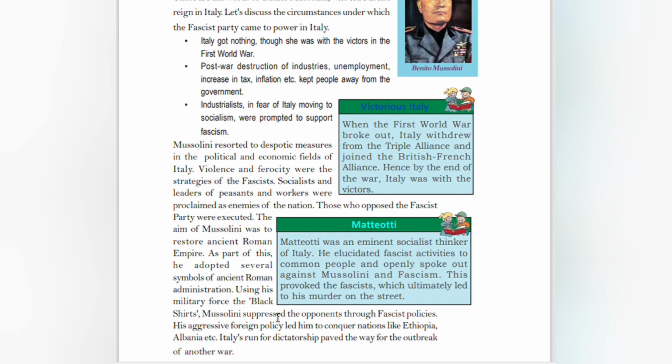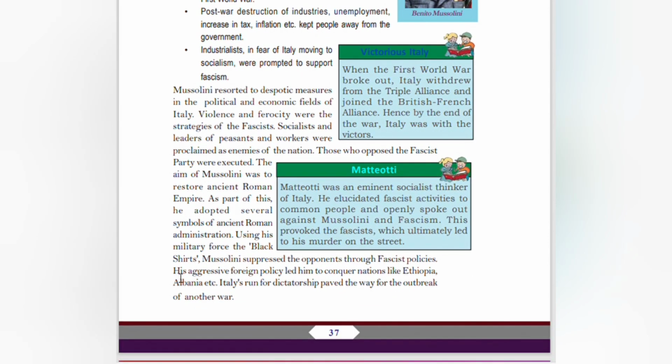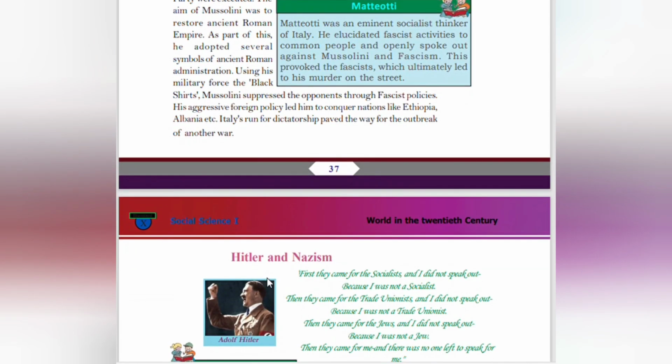Using his military force, the Black Shirts, Mussolini suppressed the opponents through fascist policies. His aggressive foreign policy led him to conquer nations like Ethiopia and Albania. Italy's run for dictatorship paved the way for the outbreak of another war.